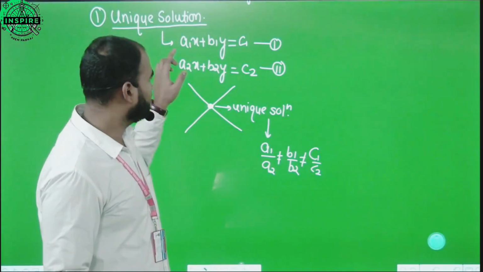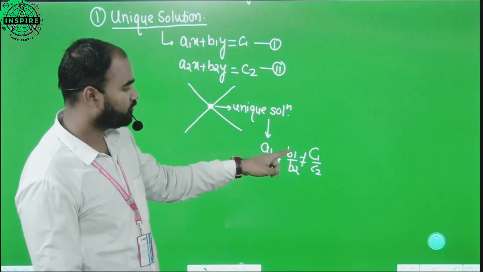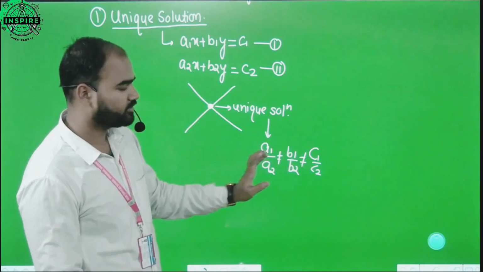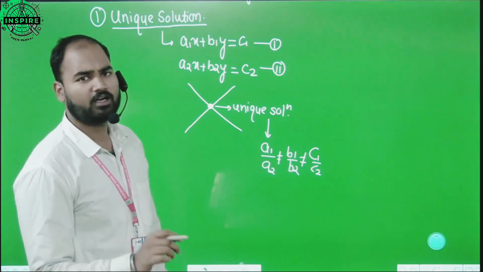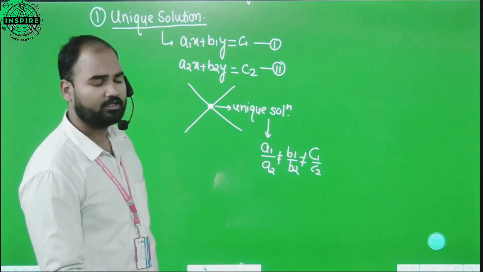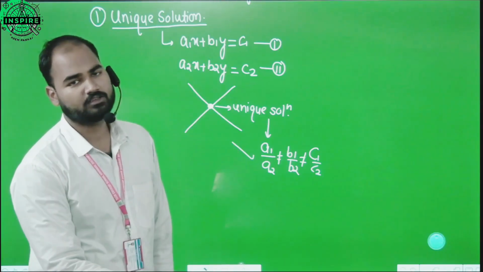and the condition for a unique solution is a1 upon a2 not equal to b1 upon b2. If any pair of equations has a1 upon a2 not equal to b1 upon b2 (not equal to c1 upon c2), that is, the coefficients of the variables are not equal, then we can say this pair gives the unique solution.